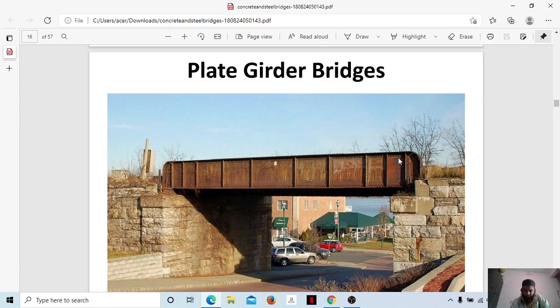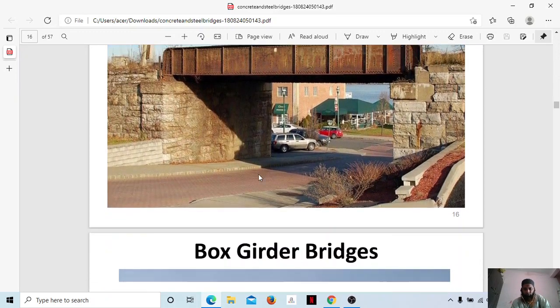These are intermediate stiffeners. And this is the I section, which is connected with the intermediate stiffeners. If required, you can provide horizontal stiffeners also, as per the need and the load coming on it.